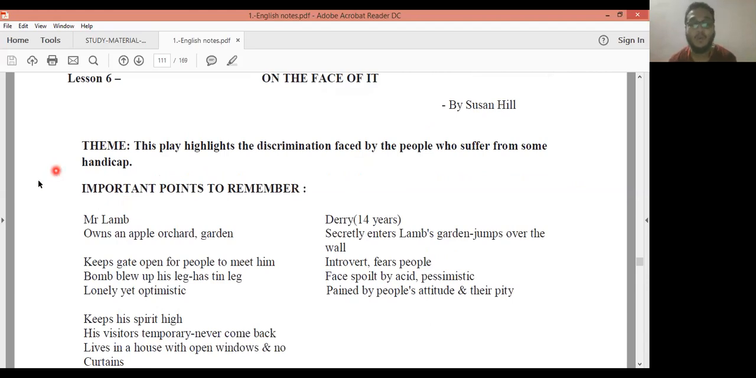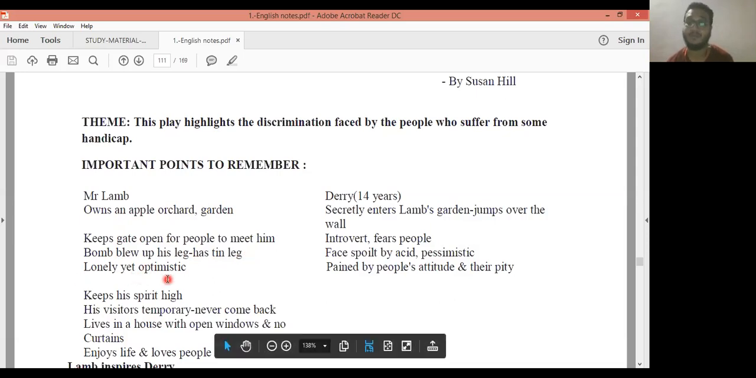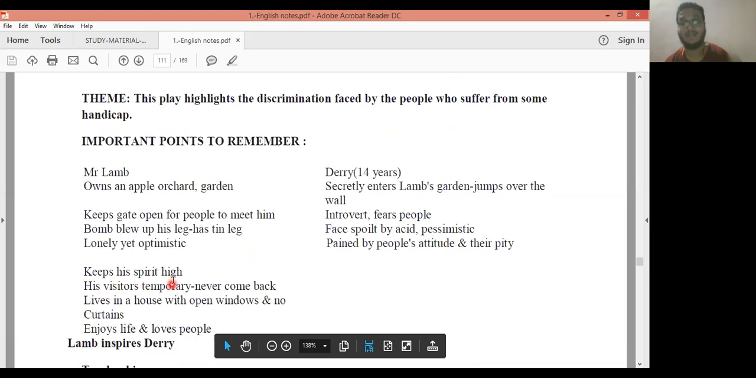The important points to be remembered or noted. Mr. Lamb is the protagonist, one character, and another is Derry, a 14-year-old boy. Mr. Lamb is an old, experienced man. Derry is a young boy of 14, in his teens. Mr. Lamb owns an apple orchard garden and keeps the gate open for people to meet him. A bomb blew up his leg, and he has a tin leg. He is lonely yet optimistic. At the same time, he keeps his spirit high.